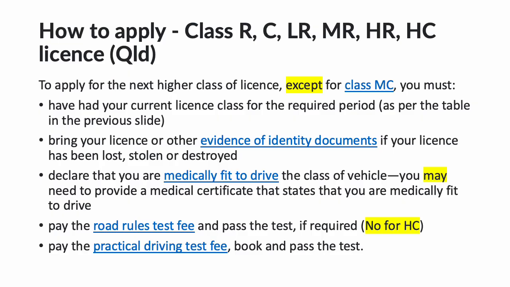To apply for the next higher class of license, except for class MC, you must have held your current license class for the required period, as per the table in the previous slide. Bring your license or other evidence of identity documents if your license has been lost, stolen, or destroyed. Declare that you are medically fit to drive the class of vehicle. You may need to provide a medical certificate that states that you are medically fit to drive. Pay the road rules test fee and pass the test if required. We've already confirmed that's a no for the HC class. And finally, pay the practical test fee and book and pass the test.